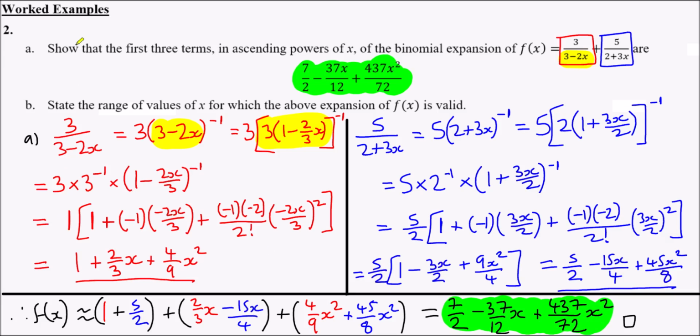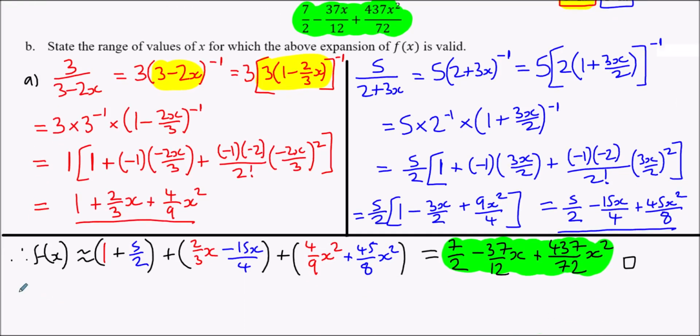Part B, we need to state the range of values of x for which the above expansion of f of x is valid. So what we do here is we need the magnitude of the thing after the 1 in these brackets to be less than 1 in both cases. So for B, we need to consider what we did the binomial expansion on. Even though we did the binomial expansion for 3 over 3 minus 2x, the binomial expansion we actually did was only based off the 1 minus 2/3 x part.